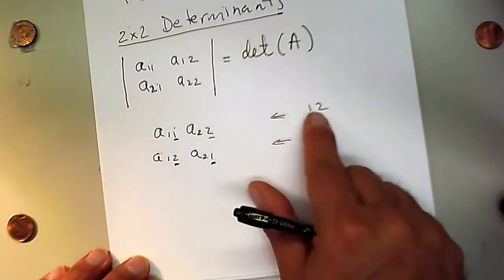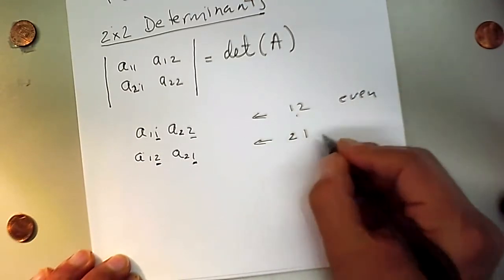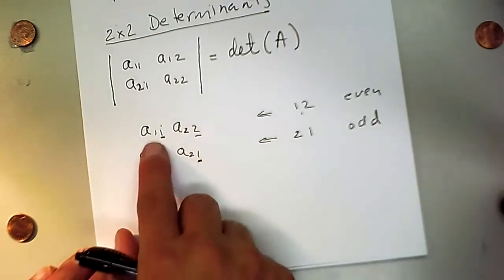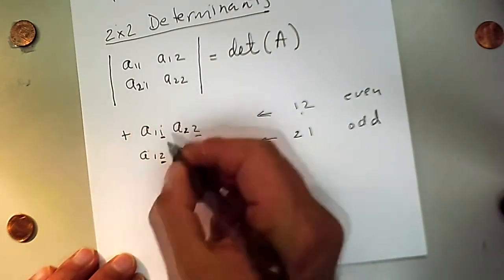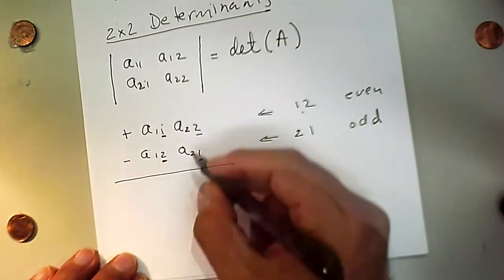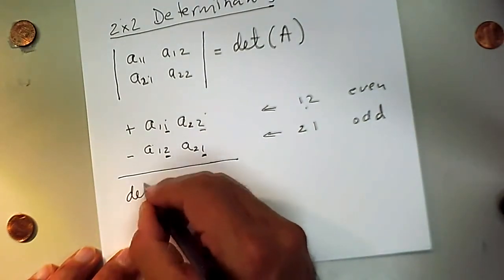Okay, this permutation is even. This permutation is odd. And consequently, we're going to label this product as positive, and this as negative. And the sum of that product with this product will be the determinant.